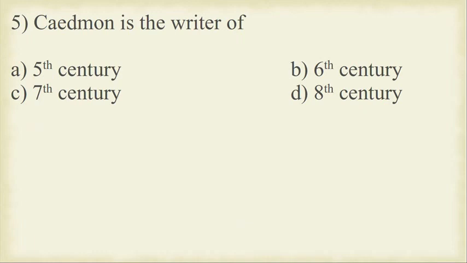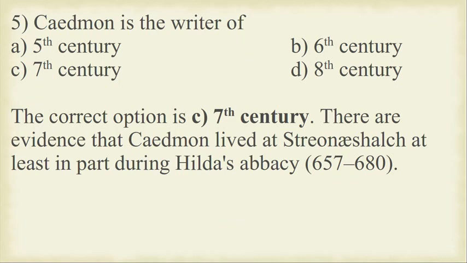Question number 5. Caedmon is the writer of option A 5th century, option B 6th century, option C 7th century, and option D 8th century. The correct option is C, 7th century. There is evidence that Caedmon lived at Strensall at least in part during Hilda's abbacy, 657 to 680.